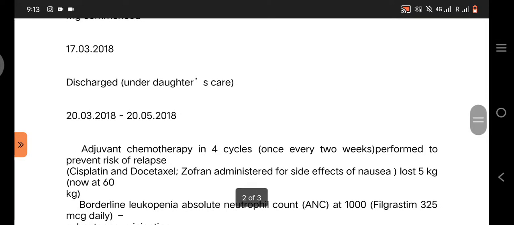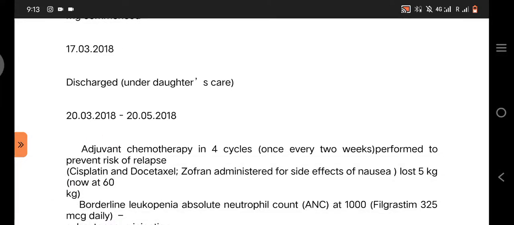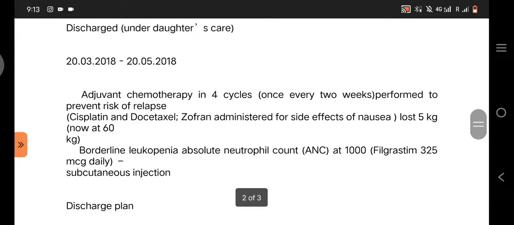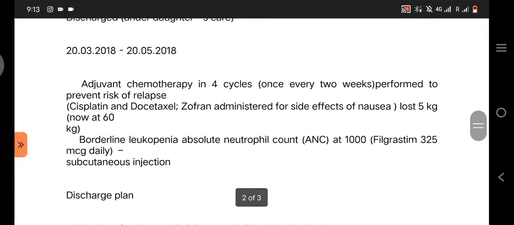Now after that, from 23rd 2018 to 25 2018, this patient had 4 cycles of adjuvant chemotherapy. The medication details are given. Now after this adjuvant chemotherapy, this patient is going back to New Abbey.